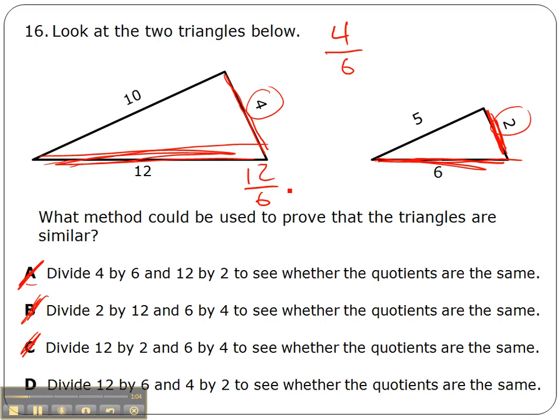Then it says divide 12 by 6 and 4 by 2. So in both cases we've gone from the big triangle to the small triangle, and we've compared corresponding sides, and those will be equal. You can see that those both equal 2 over 1. So answer choice D is the correct answer.